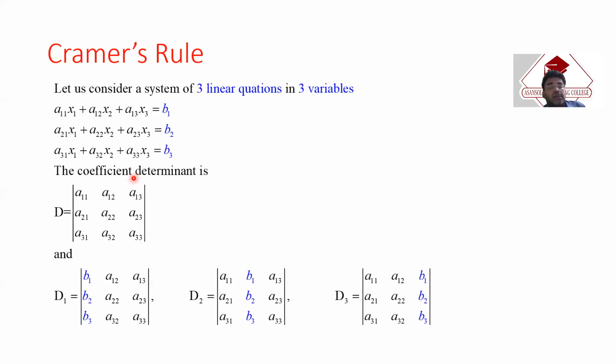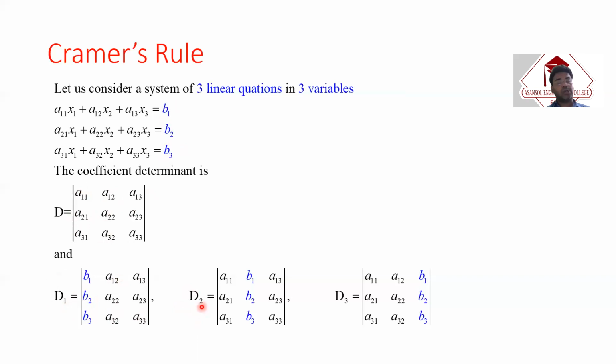Now try to understand how to calculate D1. D1 is another determinant, and it comes from D. The rest of the calculation comes from D, so D is very important. D1 is obtained from D by replacing the first column of D by b1, b2, b3. The second and third columns remain the same. Next, the D2 determinant.